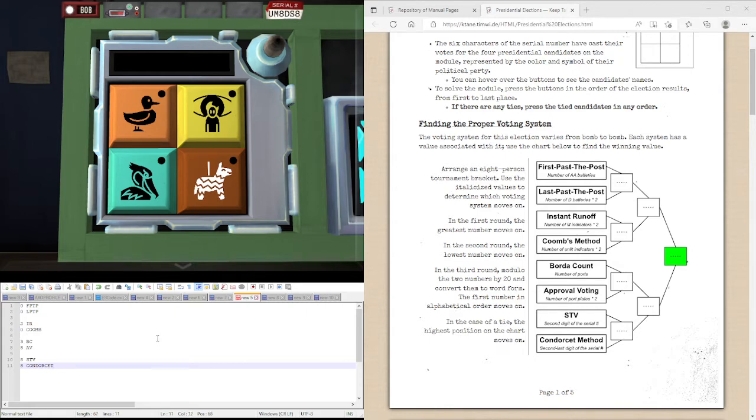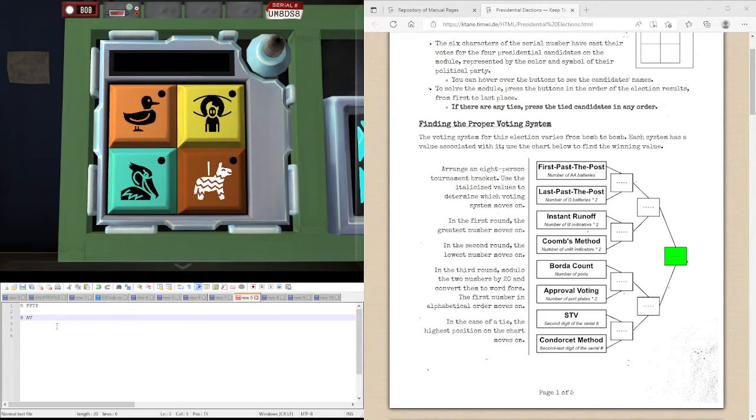This is STV. This is composite. So the greatest number moves on, and it'll tie highest position. So last past the post goes, KTaNE's method goes, border count goes, and Condorcet goes. Second round, the lowest number moves on. So this one, first past the post, survives. And on this one, this is a tie again. The highest position moves on, so STV goes.